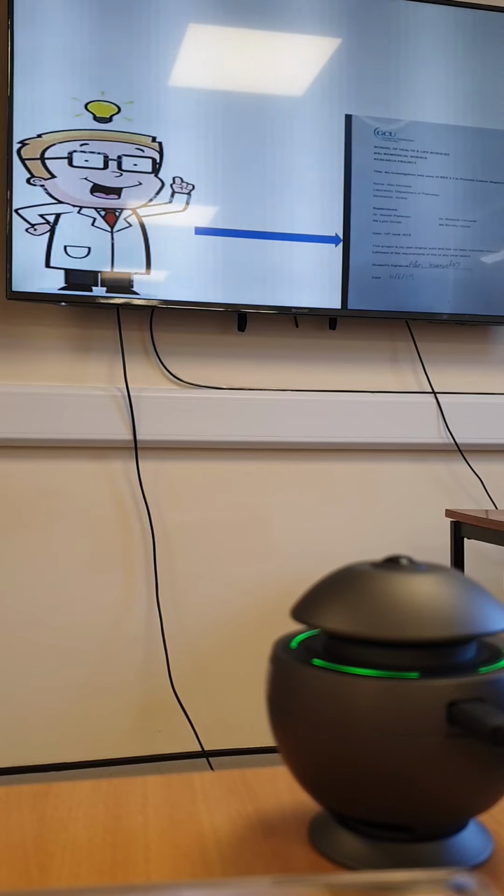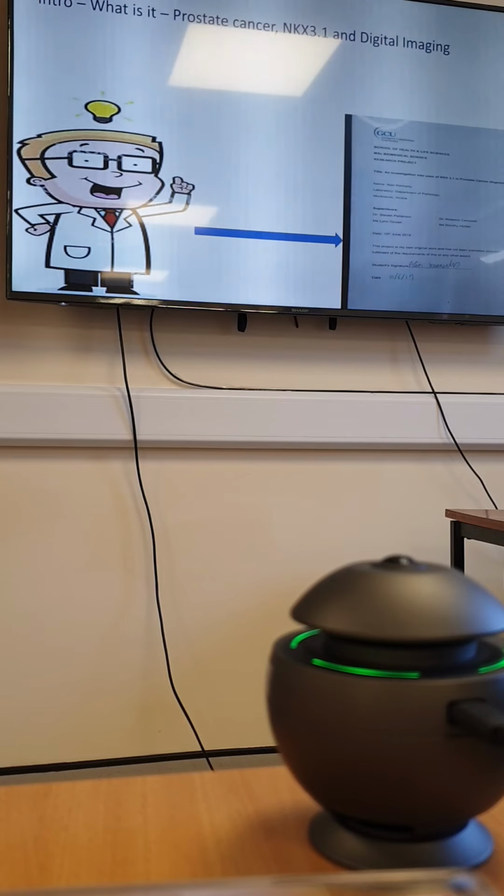There we go. So basically, how did I get from having the idea of doing an MSc to producing my project on the right hand side? What I'm going to be covering is an introduction: what is prostate cancer, what is NKX 3.1, and also what is digital imaging. After that, I'm going to be covering the aims of the project. I covered 5 aims, and I'll be discussing what I tested and the results of these. And after that, I'll produce the conclusion.